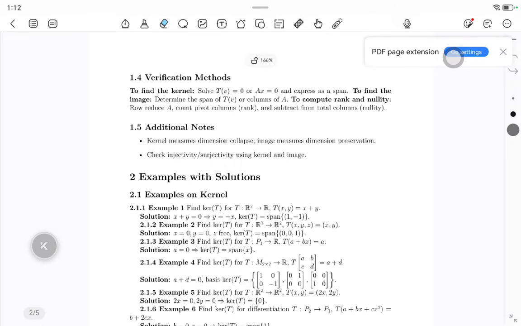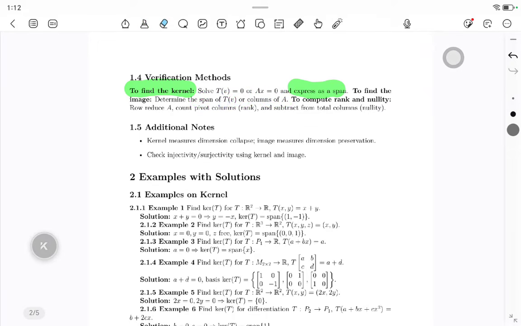So I'm going to look at those theorems. Now, for the verification methods, check this. For us to find the kernel, we must solve T(v) equal to 0, or AX equal to 0, based on the type of question that we have. And we must express this as a span. We're going to express it as a span always. Now, to find the image, we determine the span of T(v), or the columns of T or of A.